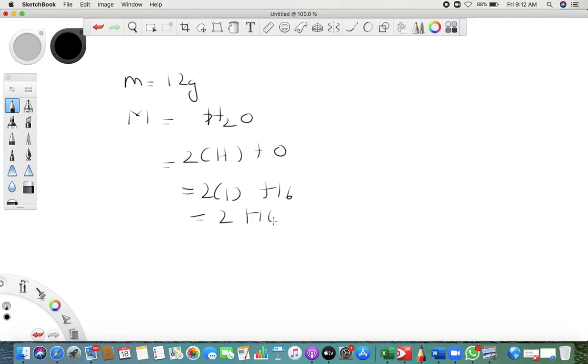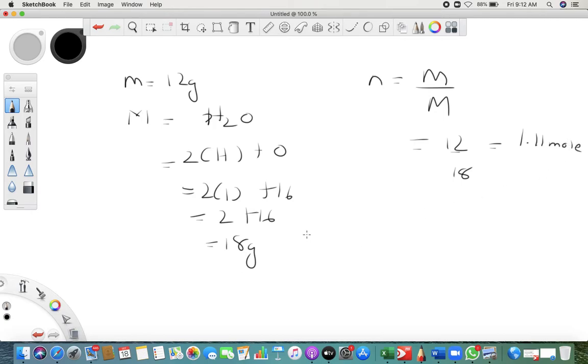12 gram of water. So small m given is 12 gram of water. Capital M, when you find out for H2O, is 2 into H plus O, so 2 into 1 plus 16, so it is 2 plus 16, 18. So small n is equal to small m upon capital M, that is 12 upon 18, which is equal to 1.11 mole.